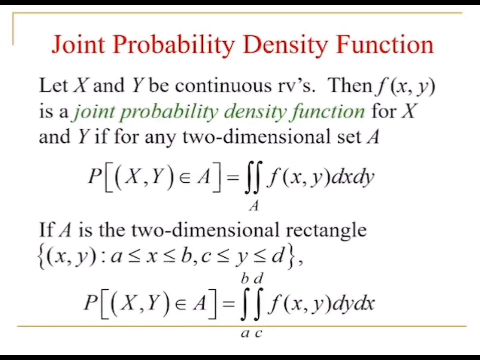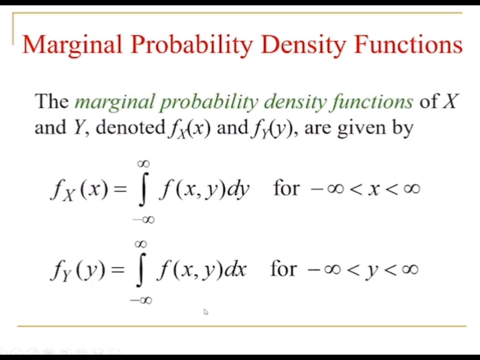I'm going to integrate the joint PDF with respect to y first, and then also do that with respect to x. Of course, I'm going to use the range of x and also the range of y. So that is exactly what I mean. From there I can figure out the marginal probability density function.